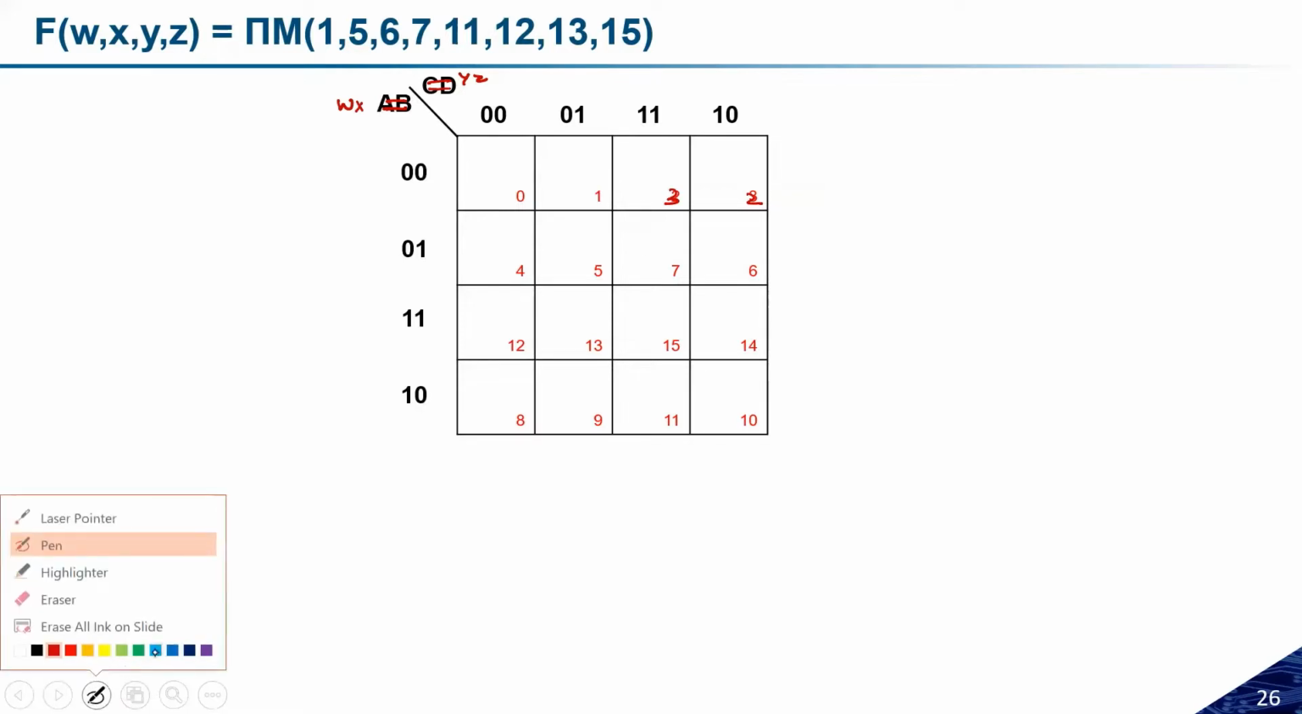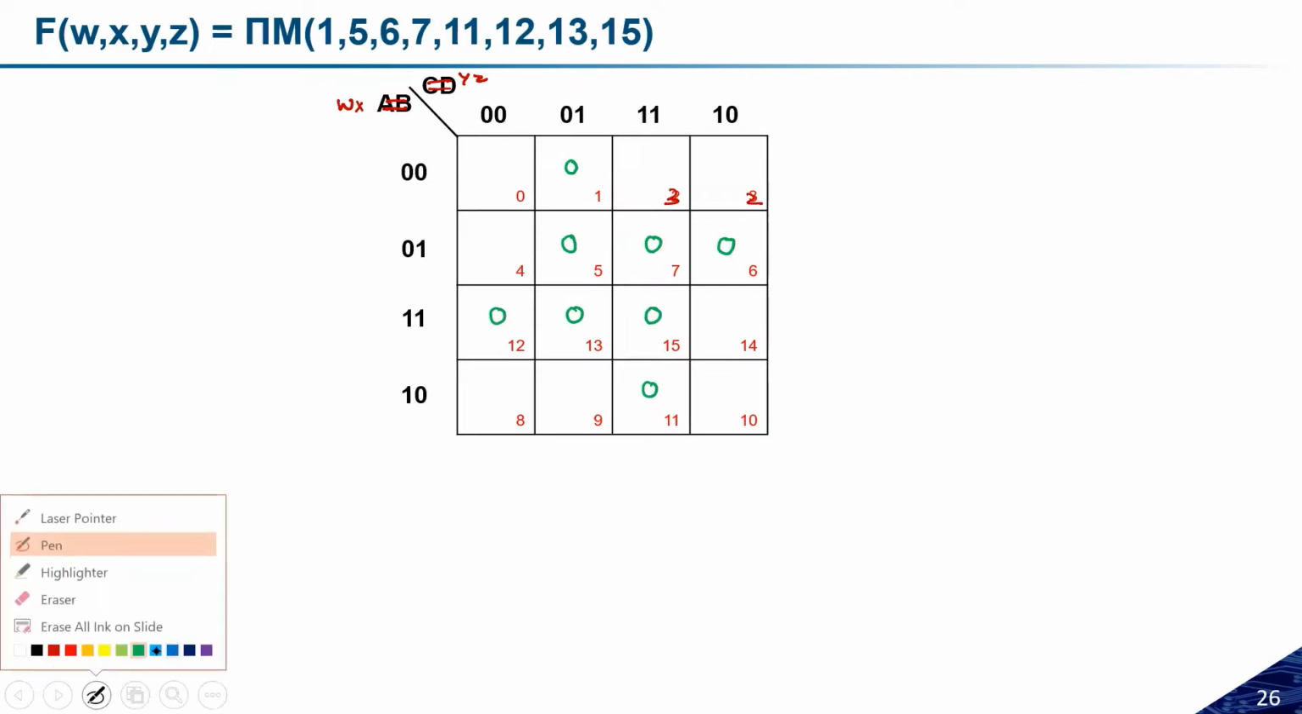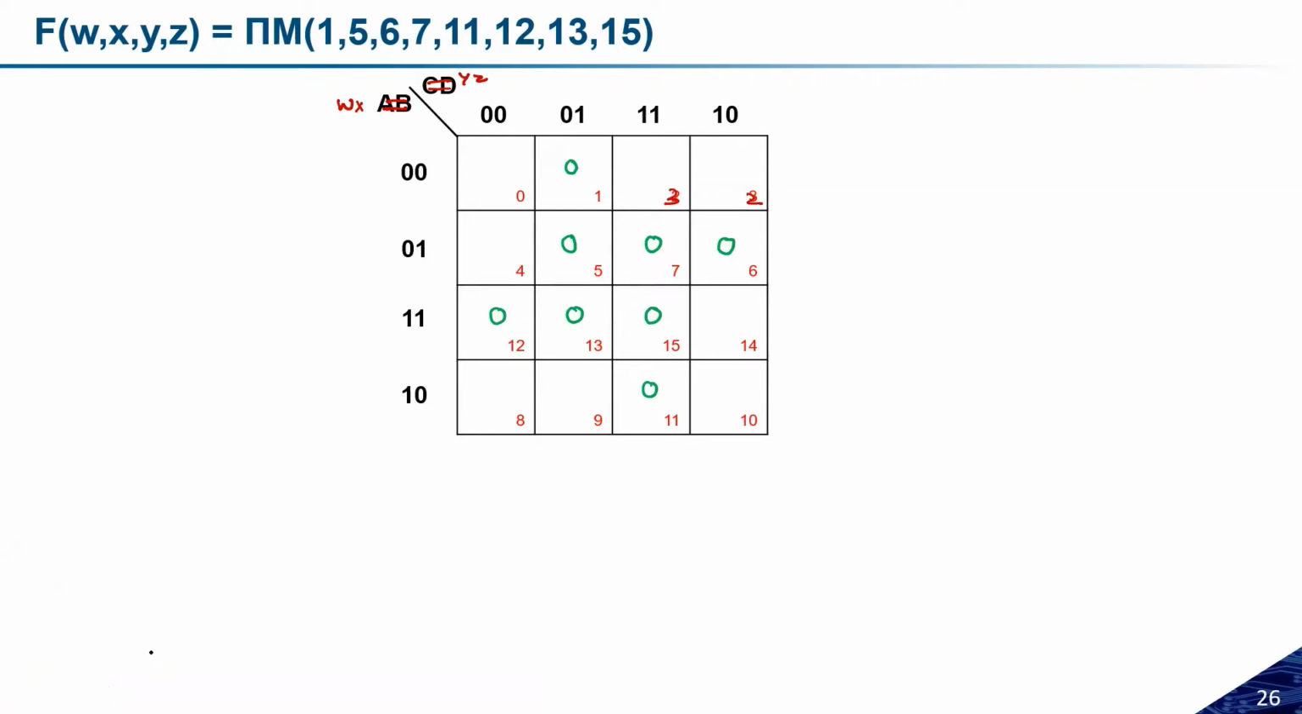Here I need to fill zeros on 0, 5, 6, 7, 11, 12, 13, 15. So these are the ones we can make. Now I have to make the pairs. How can we make the pair? For the first pair, can anyone tell me the maximum number of zeros we can cover, which group of zeros?